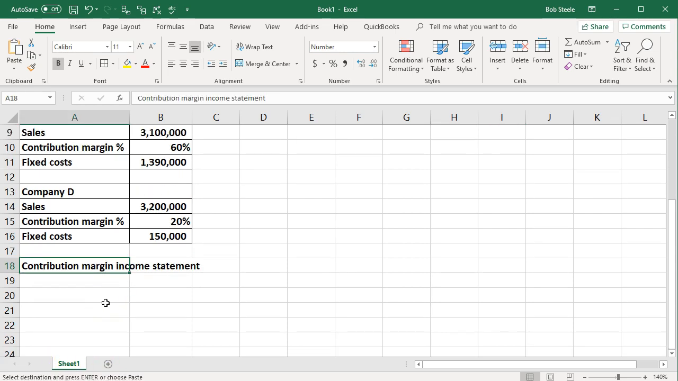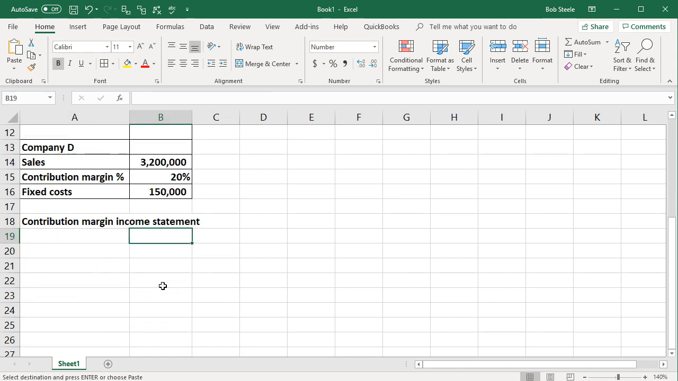We'll start off where we often do with a contribution margin income statement when we're thinking about CVP type of analysis, cost volume profit analysis. We're going to say contribution income statement for C and D. These are the two companies that we are comparing, of course, C and D. We're in the Home tab, alignment. I'm going to center this information.